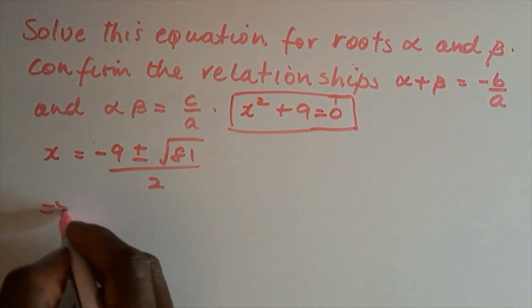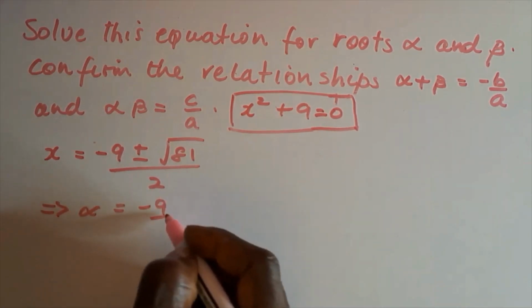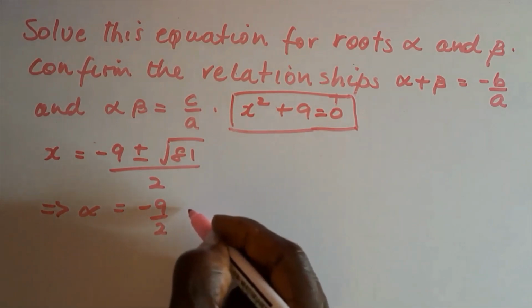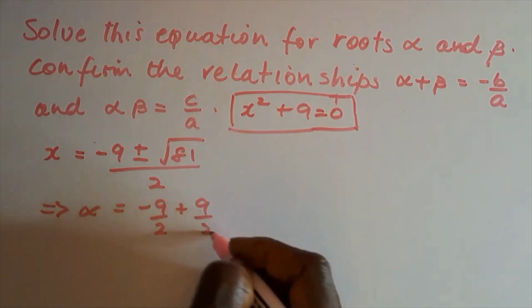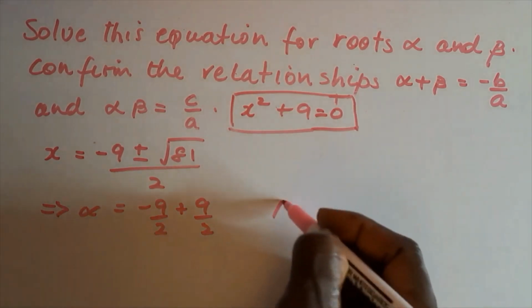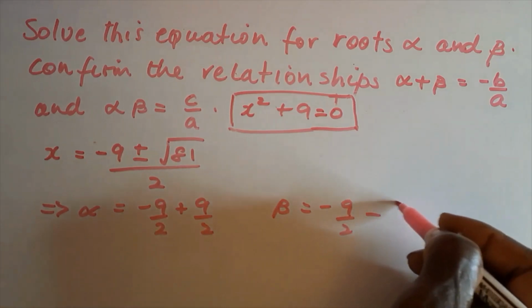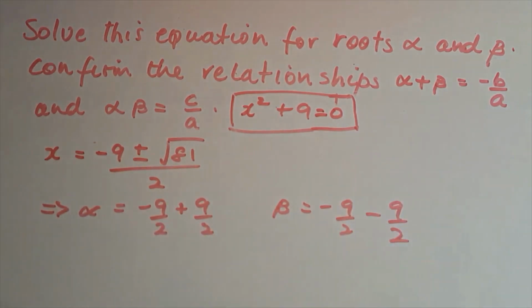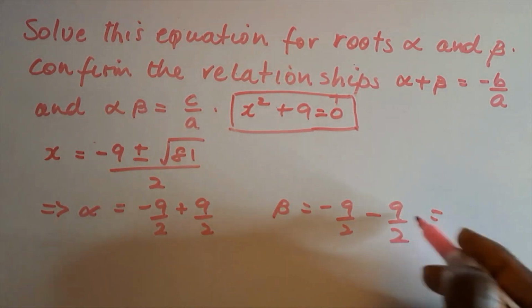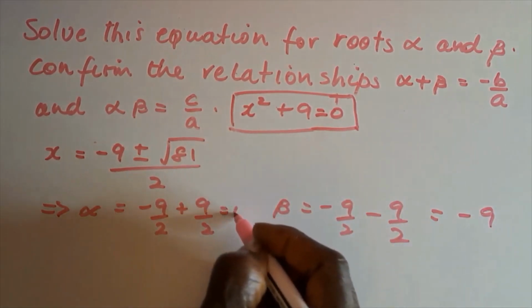We know that alpha is equal to minus 9 over 2 added to 9 over 2, which is 0, and beta is equal to minus 9 over 2 minus 9 over 2. So here we have minus 18 over 2, which is minus 9.